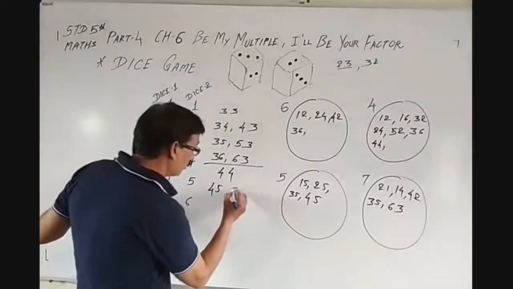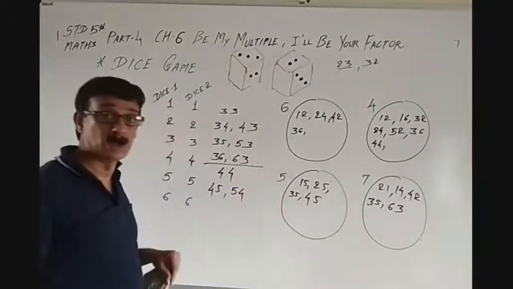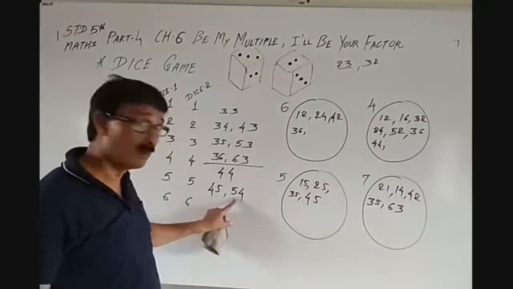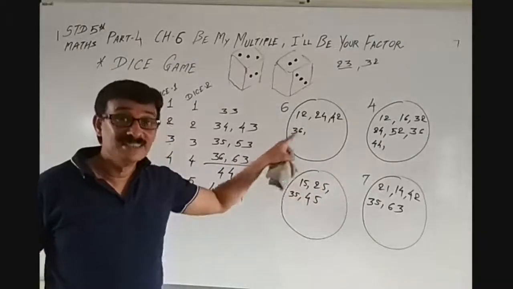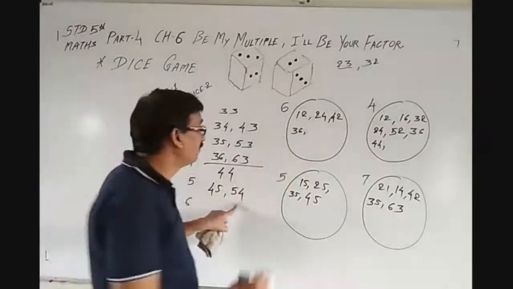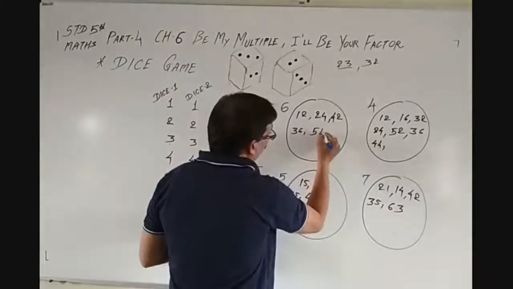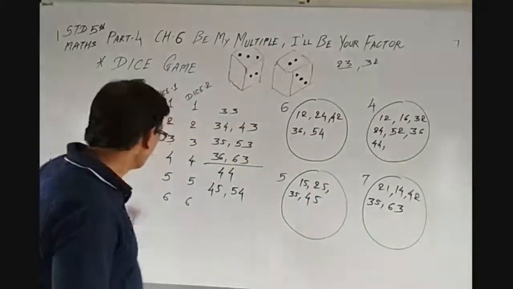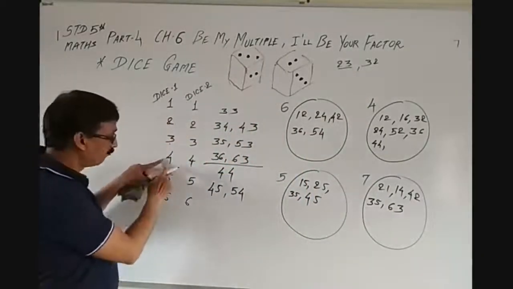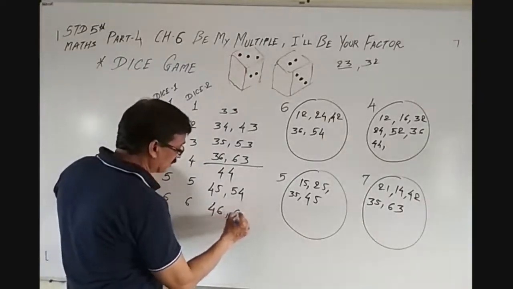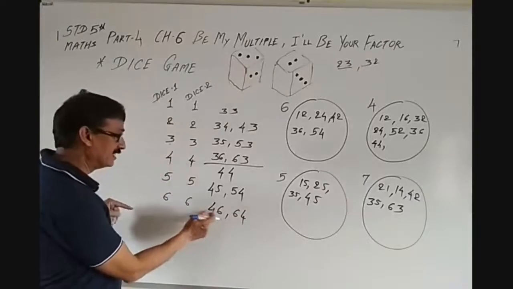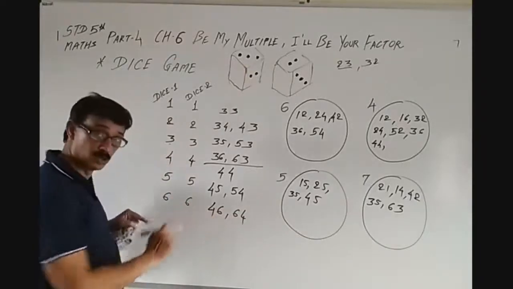Now 5 4. Is 54 a multiple of any of these? Do you remember? 9 6s are 54. So let me write it over here. Okay. Then let's go for 4 6 and 6 4. We have changed the place. 4 6, 6 4. Okay.